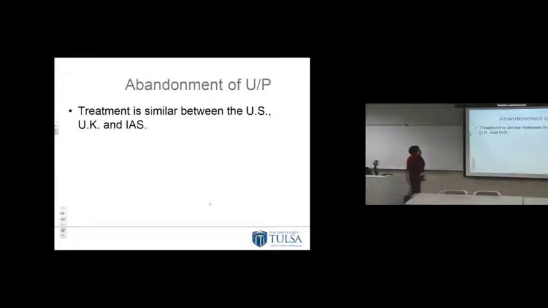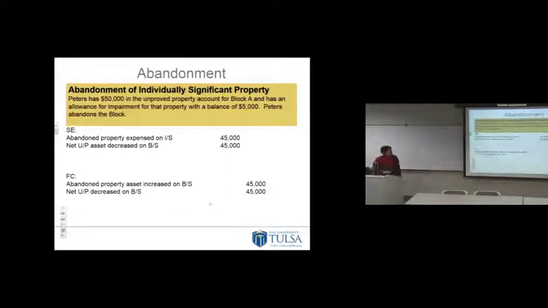Okay, and then abandonment, similar again internationally in the U.S. There's not really differences here. So let's go back. I've got successful efforts and full costs here. For the $50,000 property in the unproved property account for Block A, we impaired it $5,000, and now later on, guess what? We decide to abandon it. Things don't go well. We've only impaired it $5,000, but we decide to abandon it.